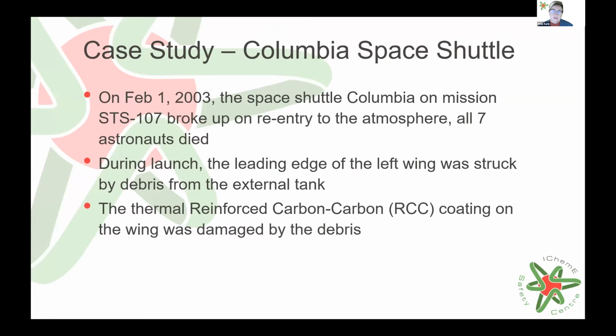During the launch, a bit of foam came off one of the tanks and hit the wing. This caused damage to the wing, and it damaged what's called the heat shield, the thermal reinforced carbon-carbon shield. And this led to the overheating in the wing, which caused it to disintegrate.